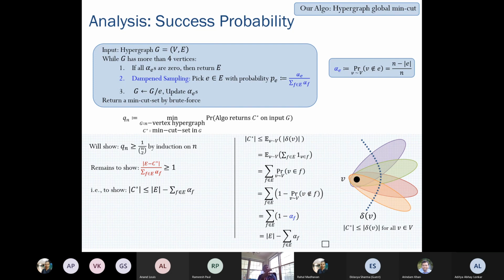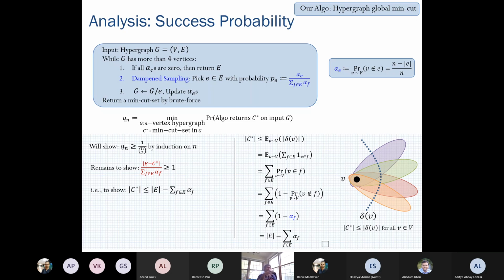If you have weights on the hyperedges, you can run the same algorithm. You will multiply the dampening factor alpha E by the weight of the hyperedge E. So alpha E gets replaced by alpha E times the weight of the hyperedge. That's your new dampening factor. And then you can run the same algorithm.